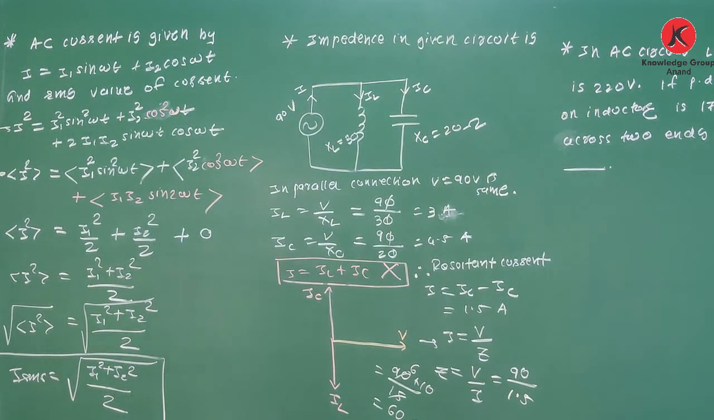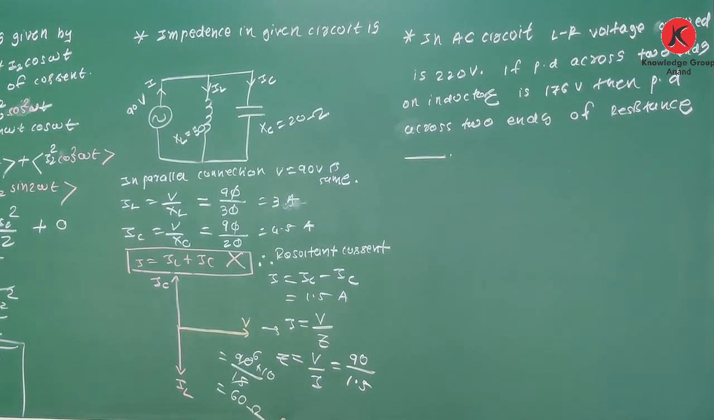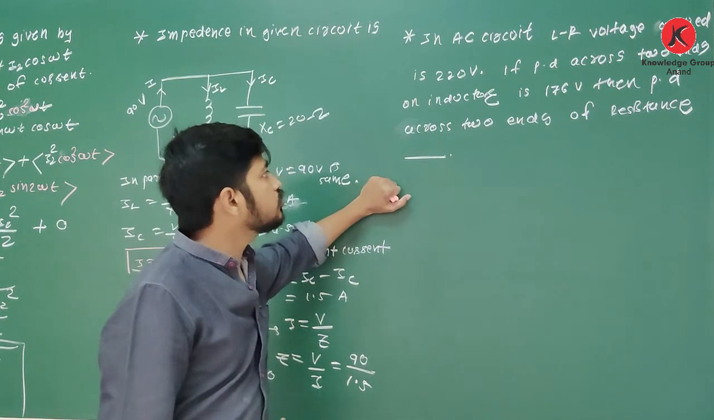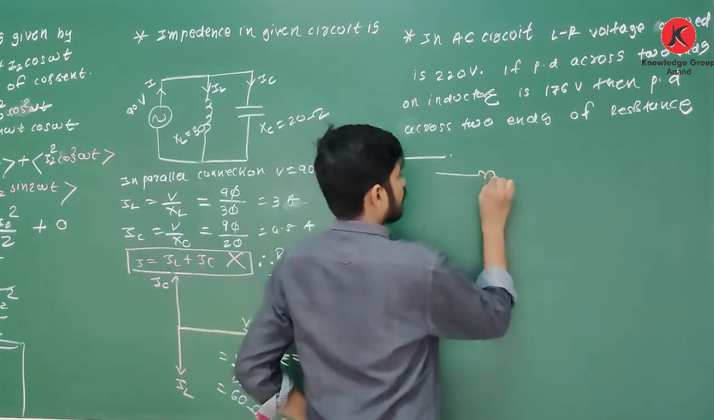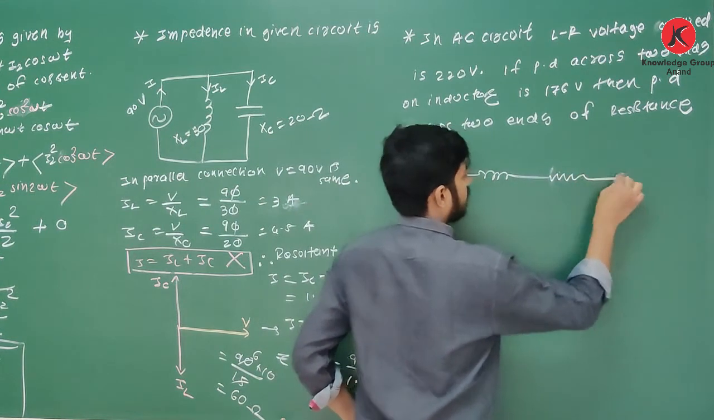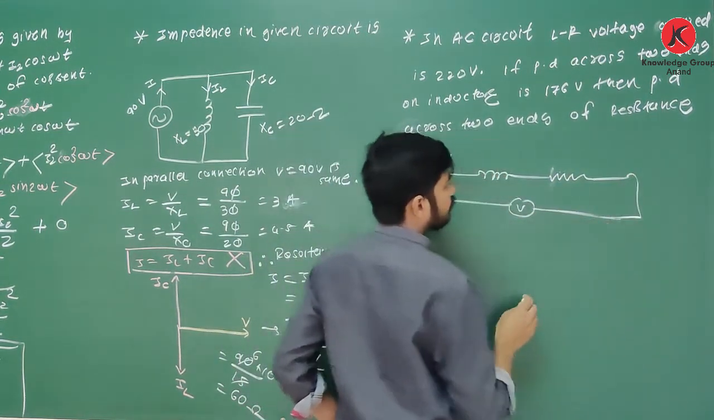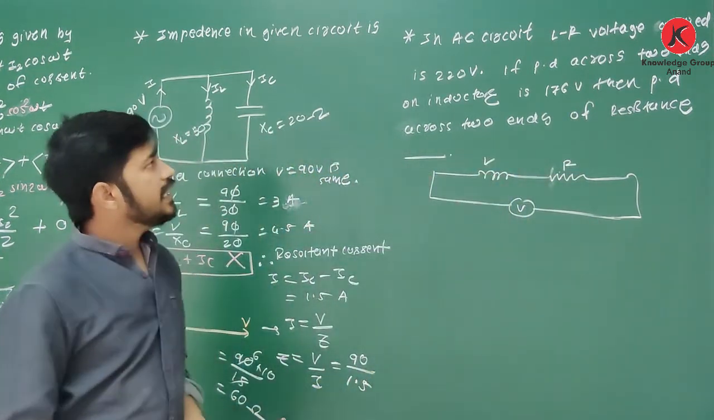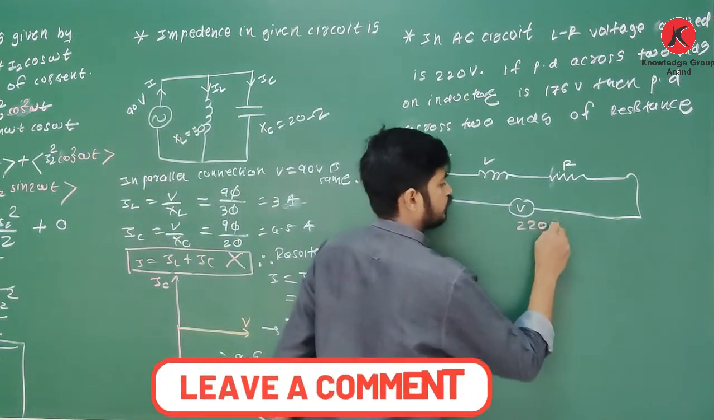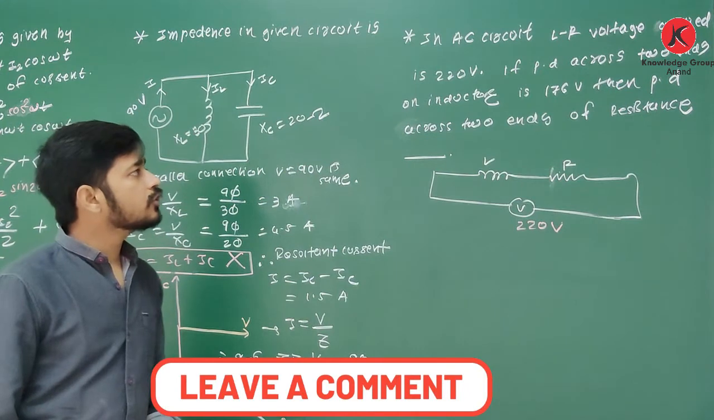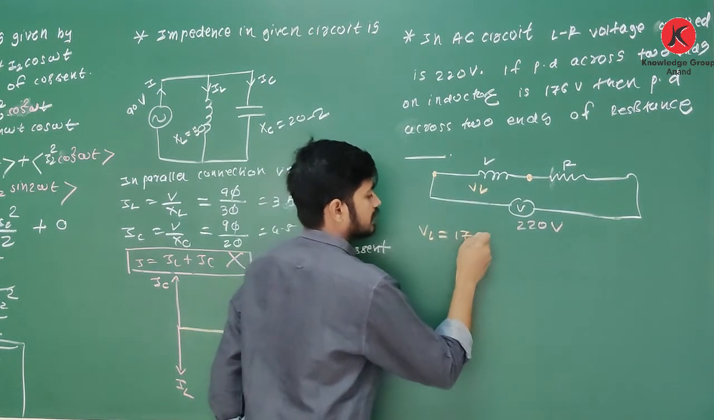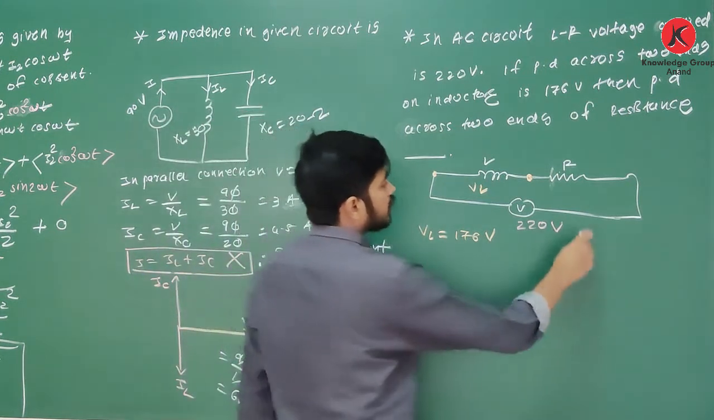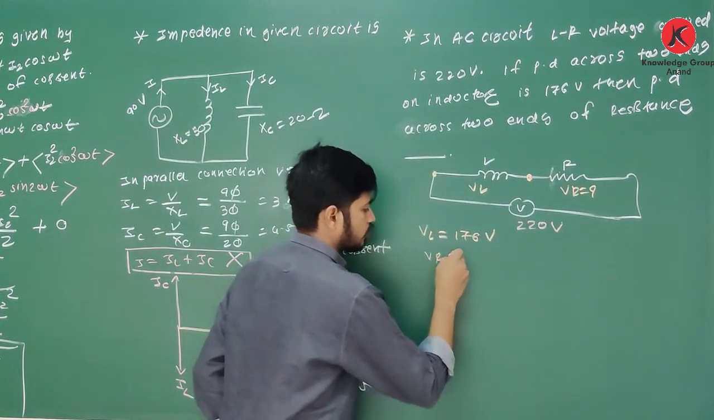Now, the next question. In an AC circuit, LR voltage applied is 220 volt. If the potential difference across the two ends of the inductor is 176 volt, then what is the potential difference across the two ends of the resistor? You are given like this: an inductor L and a resistor R with voltage V, which is 220 volt. The potential difference across the inductor is VL, equal to 176 volt. Then your question is, what is VR, the potential difference across the resistor?